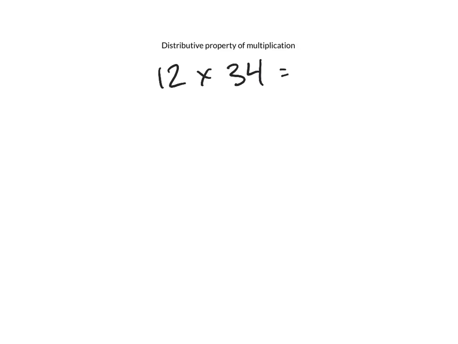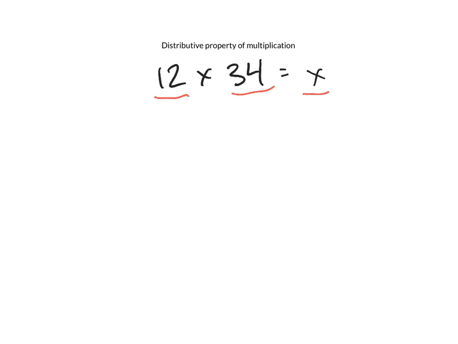So the first step in distributive property is break apart your factors. Right? Remember, these are your factors. 12 is a factor, 34 is a factor. Remember our answer, which I'm going to put as a x, that is our product.